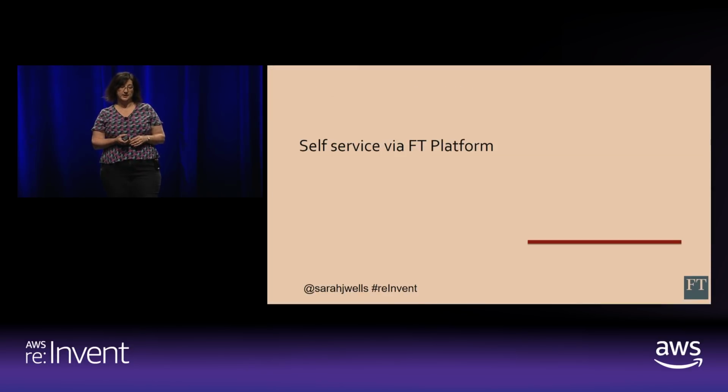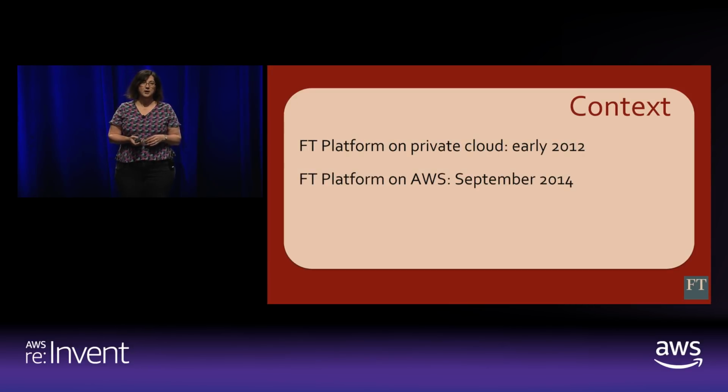So the first thing we did was set up a team who built something called FT Platform. And it was an investment in automation of provisioning and deployment. Developers could set up a VM via self-service, and those VMs would have a useful scaffold of all the things that you need for a server, so things like monitoring, logging, deployment. And that launched early in 2012 using our own private cloud, and we started supporting deploying to Amazon in 2014.